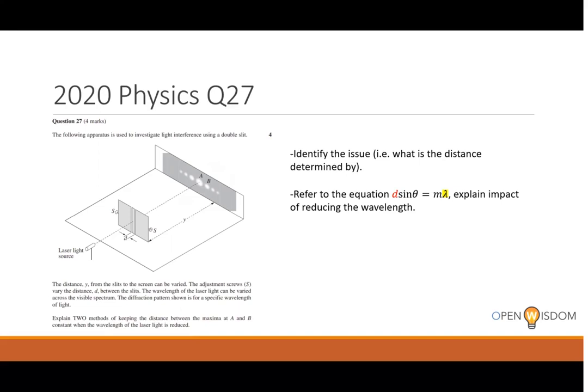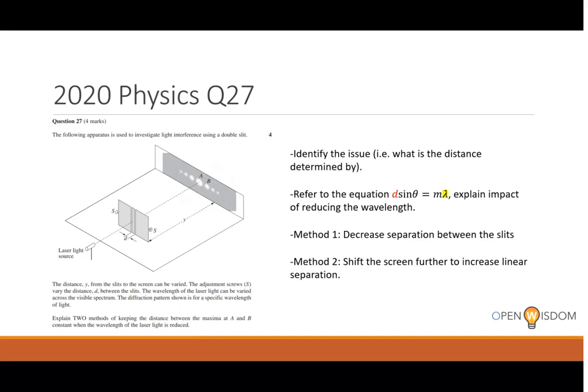Now for the two methods, suggestion here is that we do method 1. It could be decreasing separation between the slits. And method 2 could be shifting the screen further to increase linear separation. Now, doesn't matter how you structure an answer, as long as you cover all the information here, it should be efficient.